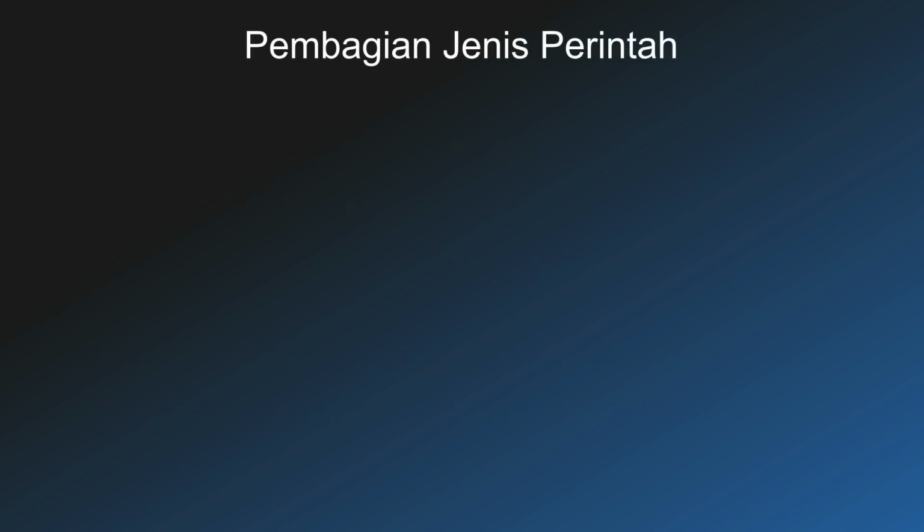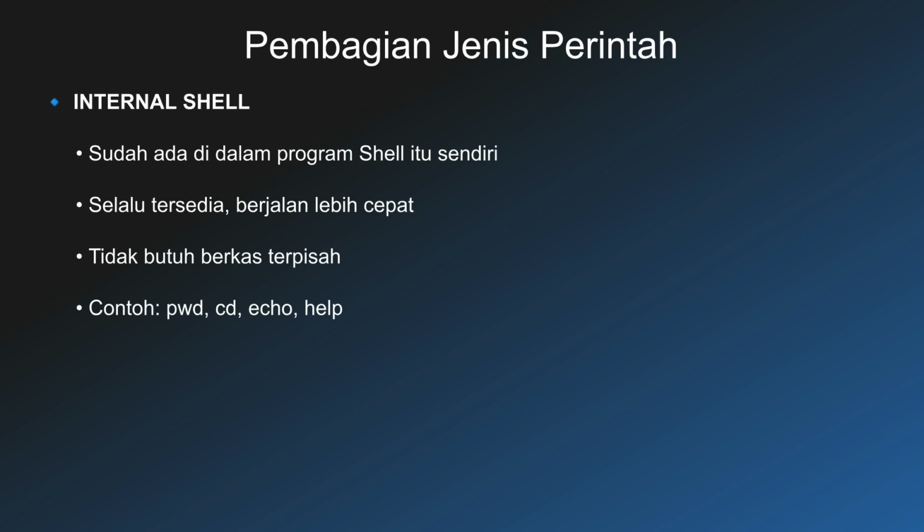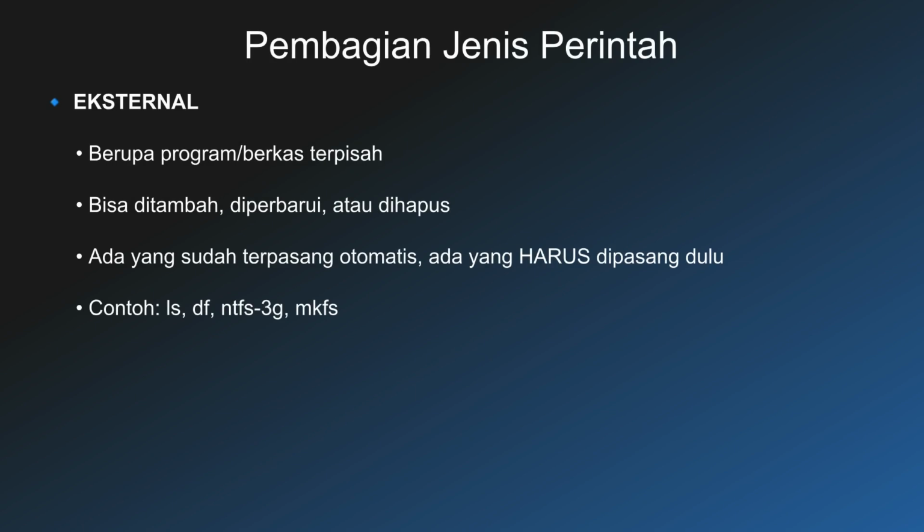Commands are divided into two types. First, internal shell commands, which are built right into the shell program. They are always available and run quickly without needing separate files, such as pwd, cd, echo, or help. The second type is external commands. These are separate programs or files that can be updated or removed. Some come pre-installed, while others might need to be added manually. Examples include ls, df, ntfs-3g, and mkfs.